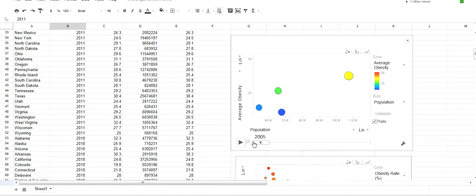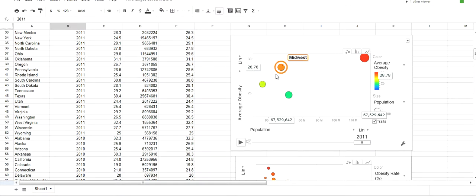So let's go ahead and play it one more time and look at these two dots. Again, there's that slight drop after 2005, and then we continue to climb up. And for that small population change, the obesity in both of these regions is increasing at an alarming rate.